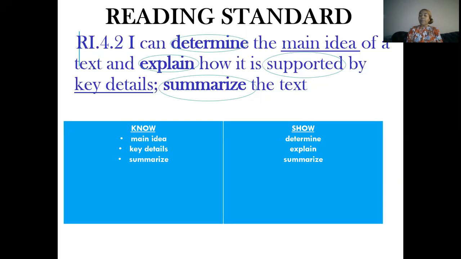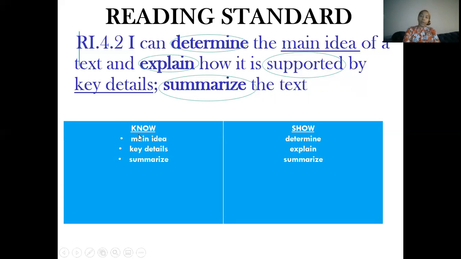For example, if my topic is ice cream, my main idea could be different types of ice cream. And my key details would be chocolate ice cream, vanilla, and strawberry. And I would describe those different types of ice cream.